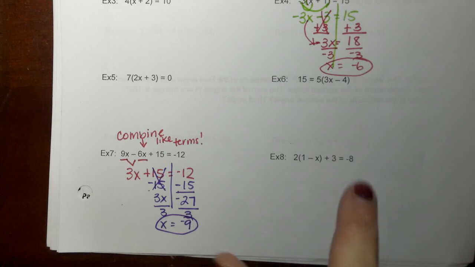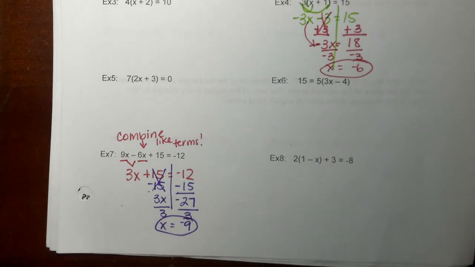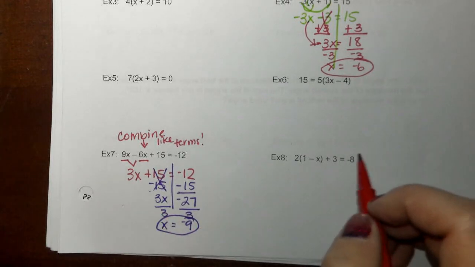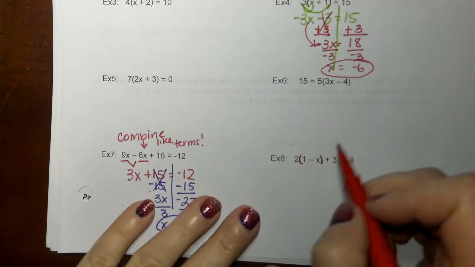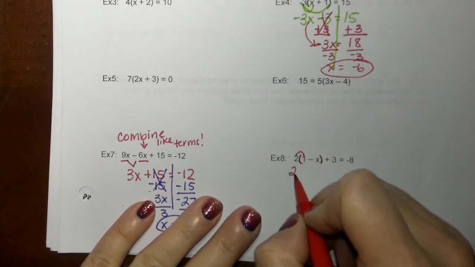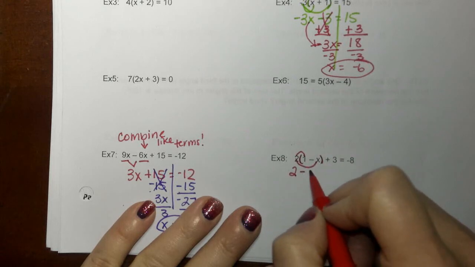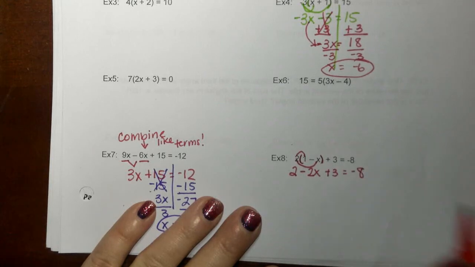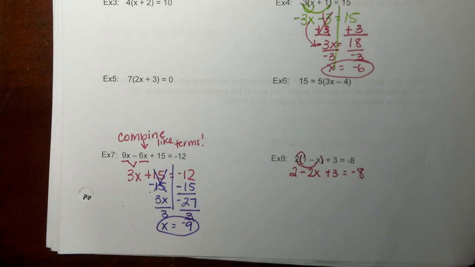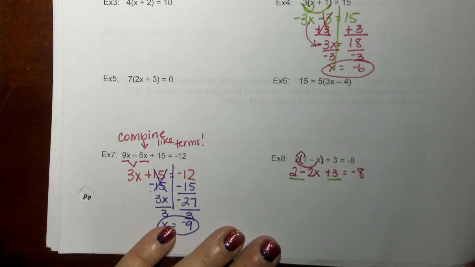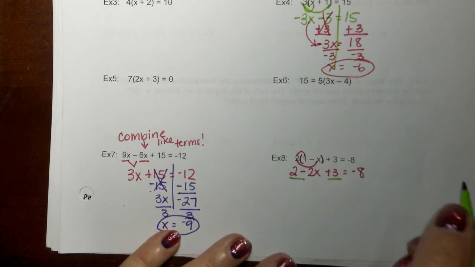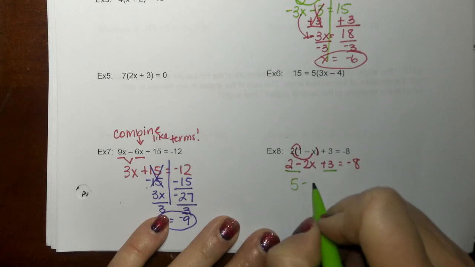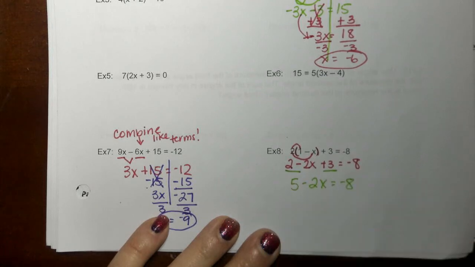All right. Let's do this one first, right quick. Okay, so I see parentheses, so I'm going to distribute first. So I'm going to do 2 times 1 is 2. 2 times a negative x is a negative 2x. And we keep the rest of it like it is. But we can't solve this yet because, look, we have some like terms. We have 2 members of just the regular number family. The 2 guys with no last name, right? 2 plus 3 is 5, minus 2x equals negative 8.